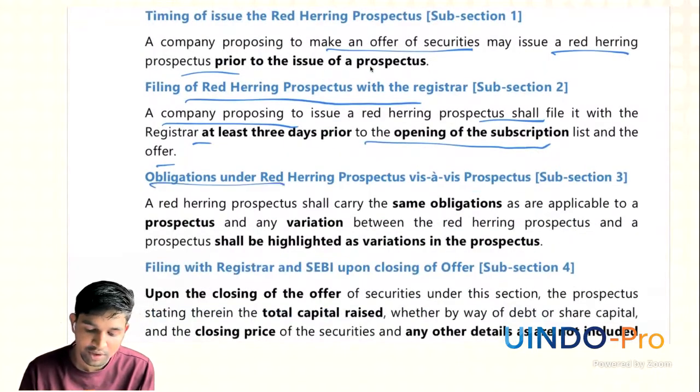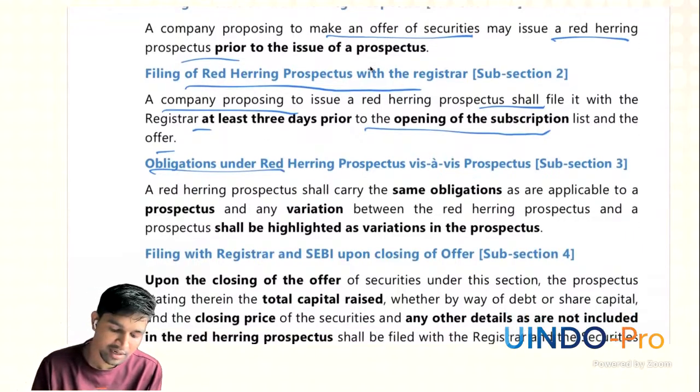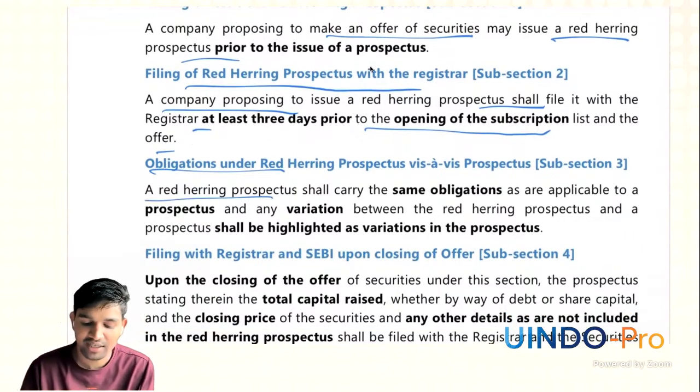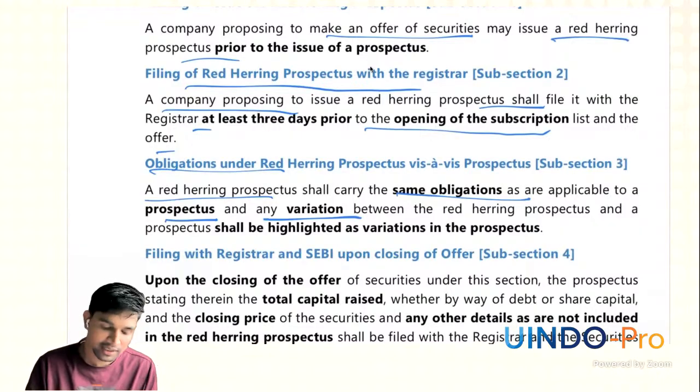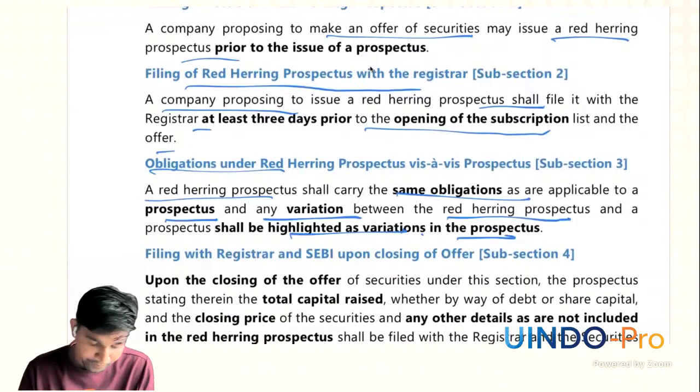Obligations under red herring prospectus vis-a-vis prospectus are mentioned in subsection 3 of section 32: a red herring prospectus shall carry the same obligations as are applicable to a prospectus, and any variation between the red herring prospectus and a prospectus shall be highlighted as variations in the prospectus.